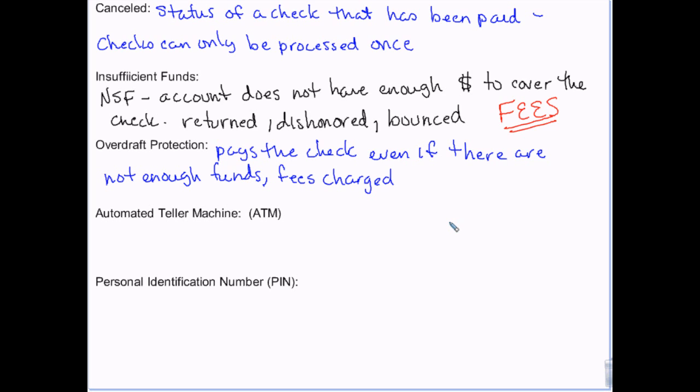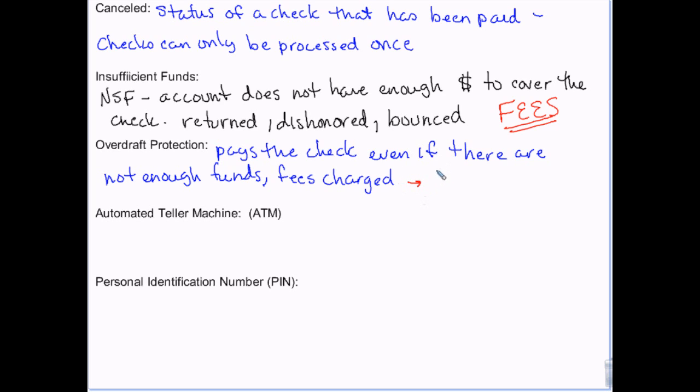Okay, you can get overdraft protection. Overdraft protection pays the check even if you don't have enough funds. Again, you get charged a fee, but it's usually a lesser fee, like $10 or $15, and the check is paid. So, you know, you don't end up with somebody calling you saying, oh, your check bounced, you need to come pay us this money and this fee and everything else.